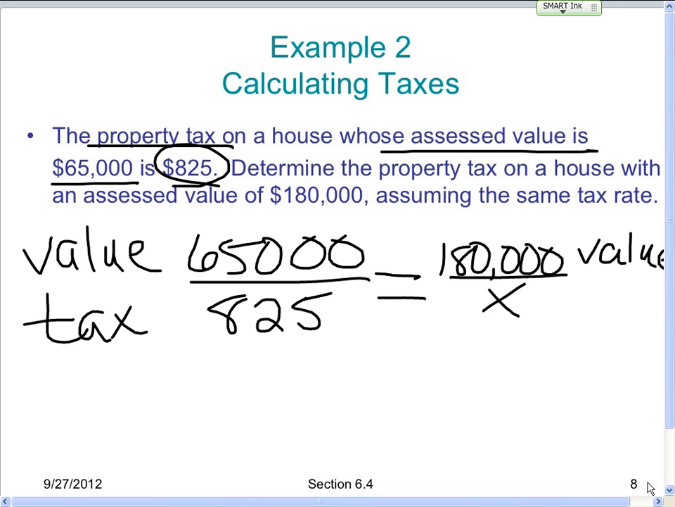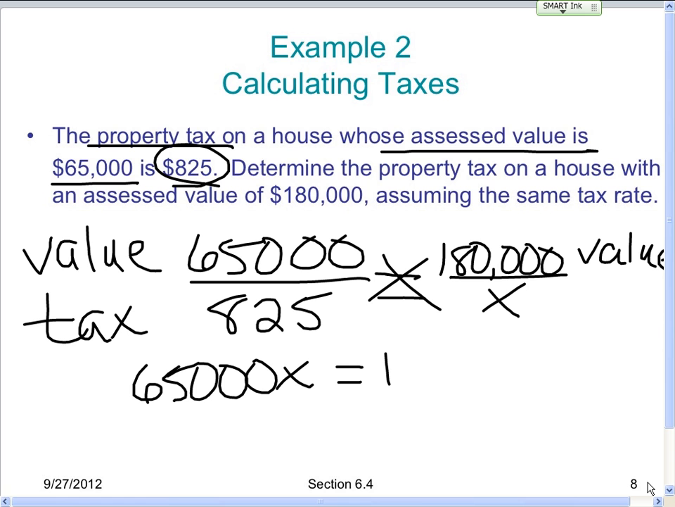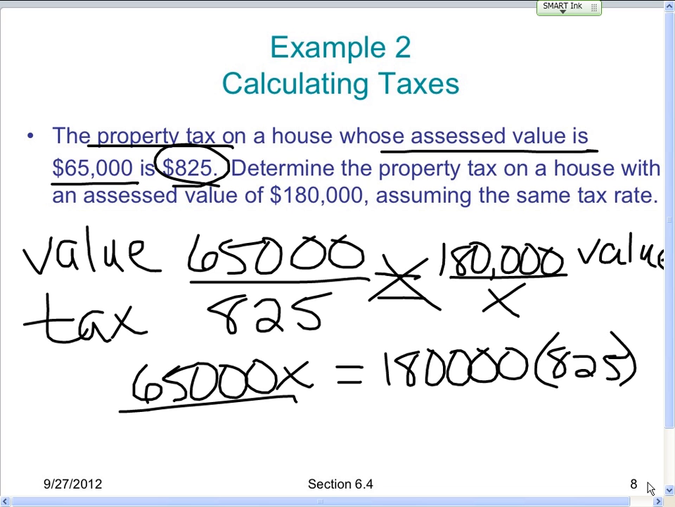So once you have it set up, then you just cross multiply and solve. So you're going to multiply x times 65,000 is equal to 180,000 times 825. You would actually go ahead and multiply that, but just to show you the next step, you would divide by 65,000.